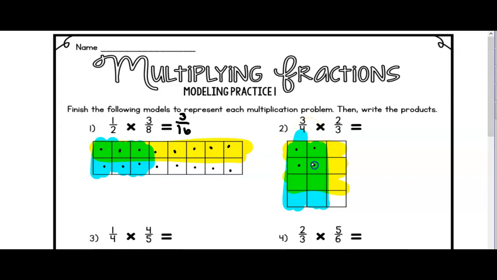So I have 1, 2, 3, 4, 5, 6. Oh, look. When I do 3 and 2, I get 6. And then out of how many? So I had 6, 7, 8, 9, 10, 11, 12. So out of 12. So 6/12 of that is shaded in.